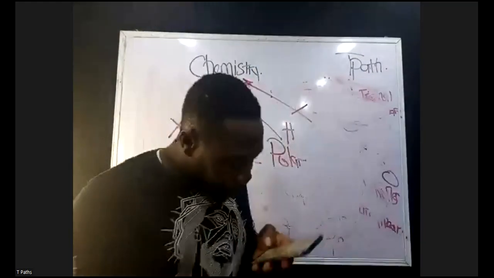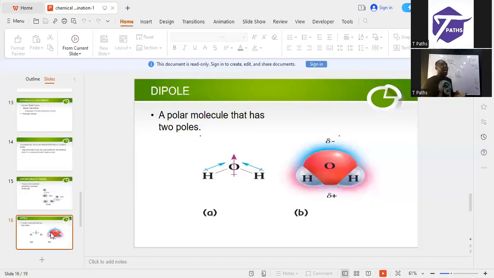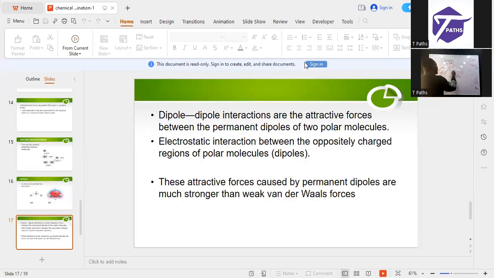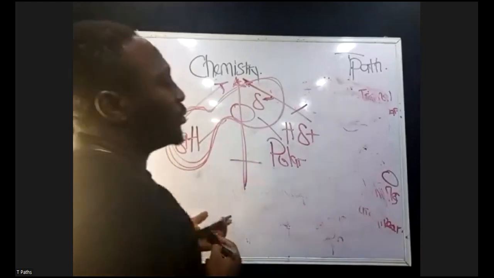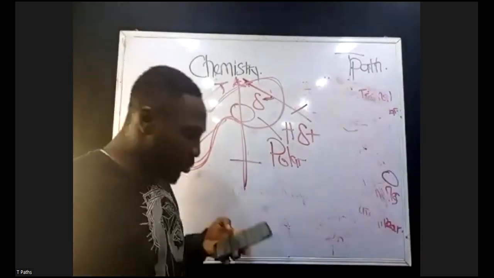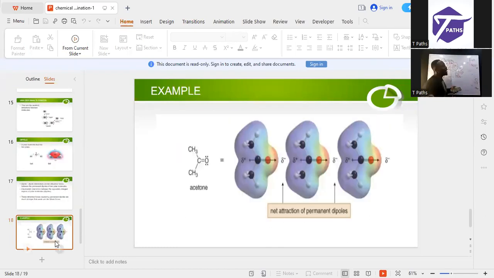When you have an attractive force between polar molecules, we call that dipole-to-dipole interaction. It's more like an electrostatic interaction. Why? Because we have partial charges: this hydrogen here is plus, minus, plus. So you have an electrostatic interaction between them. You can see it: plus and minus always attract each other. So it's electrostatic in nature. An example of that is acetone, and that is the reason acetone can dissolve in water, because acetone is polar and water is polar.